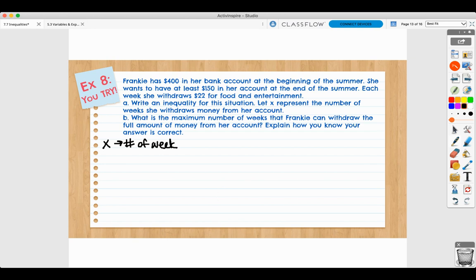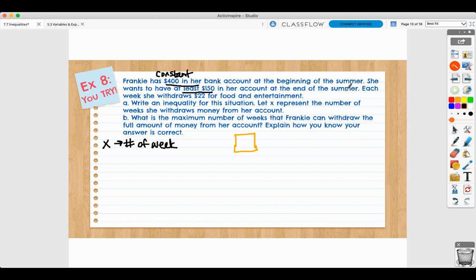okay? And now let's create this inequality. I'm going to put that box again because I happen to like it. If you're not sure of it, why put a symbol in there? So let's look at what they're telling you. Frankie has $400 in her bank account. So that is a constant, not a rate. Nothing is affecting that directly, okay? At the beginning of the summer, she wants to have at least 150. That's another constant, and that's what she wants at the end, okay? So these are things you need to think about.